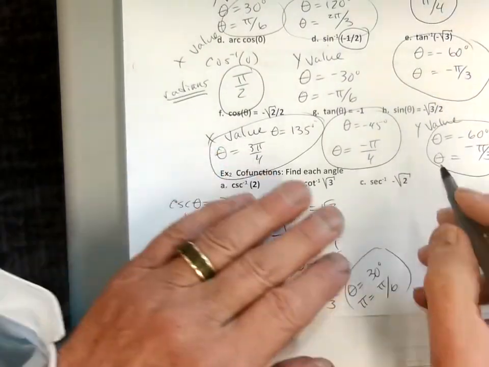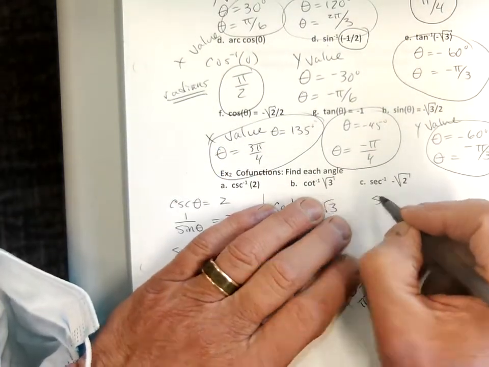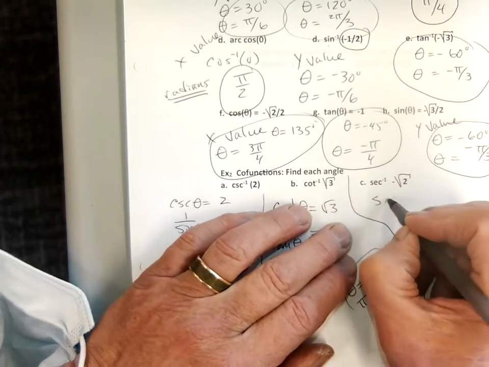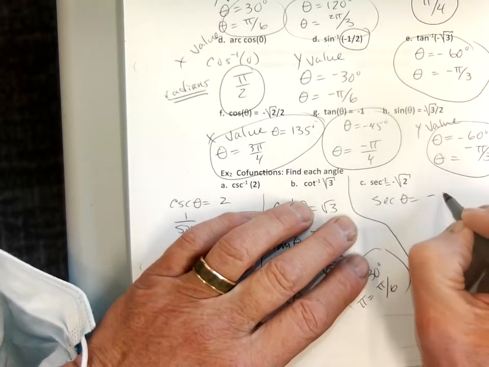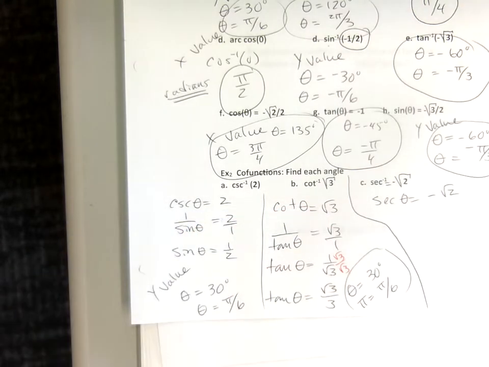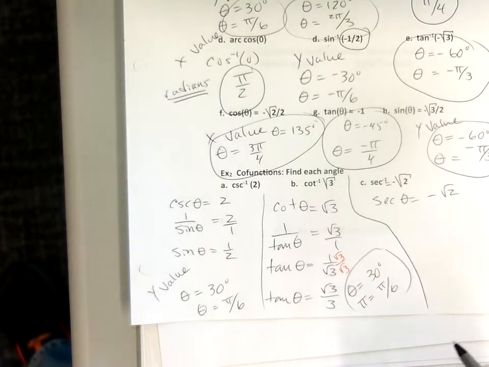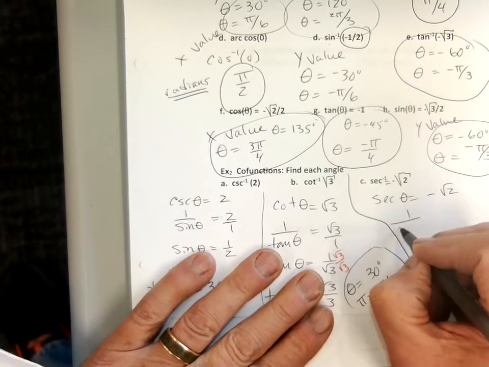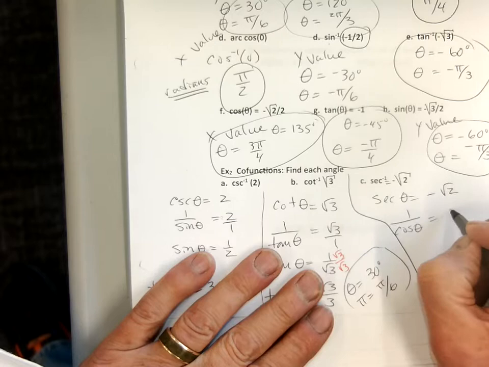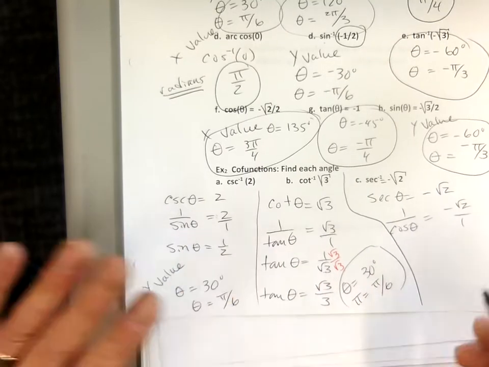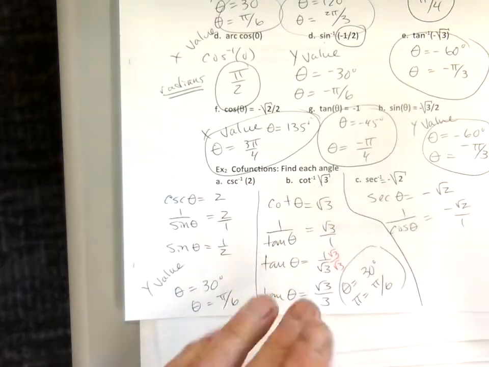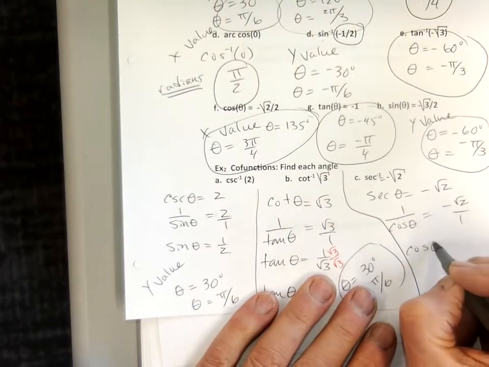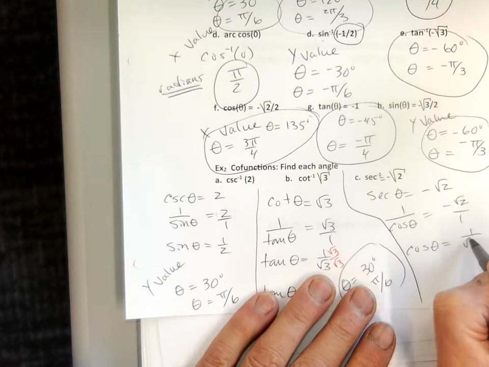So secant of some angle is equal to negative square root of 2. All right, well, we don't have secant on our unit circle, but we do have cosine. So let's change it to 1 over cosine of theta is equal to negative square root of 2. Again, I don't want 1 over cosine, so let's flip it and make it cosine of theta is equal to 1 over negative square root of 2.